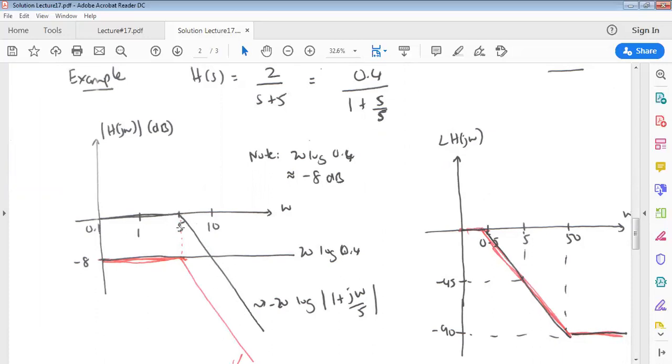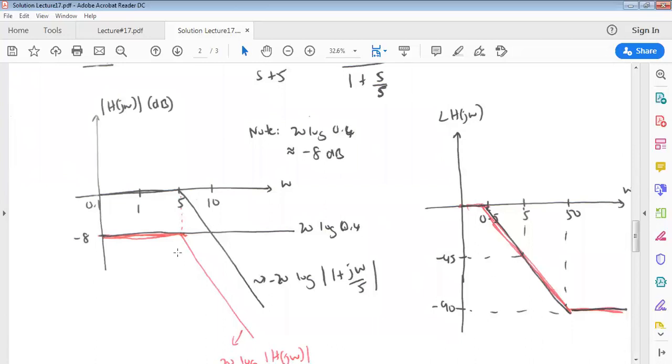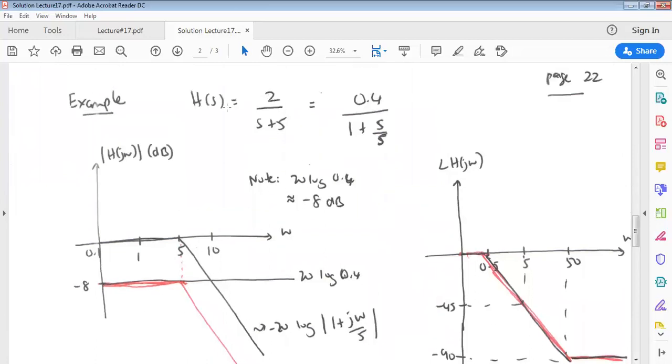When we add these two plots, the constant amplitude is scaled down to negative 8 dB, since we have a constant of negative 8 dB there. The combination gives a new constant located at negative 8 dB, and at 5 we get a slope of negative 20 dB per decade. That should be the amplitude plot for this transfer function.